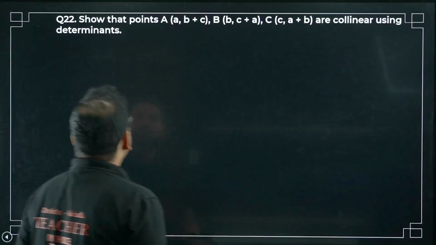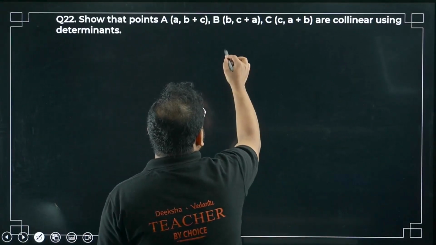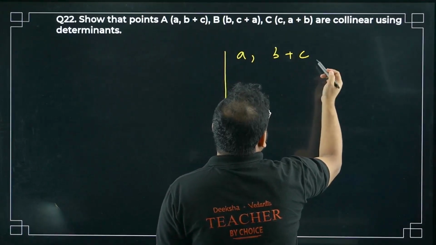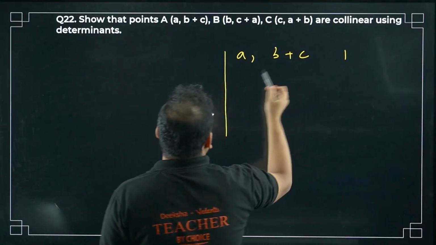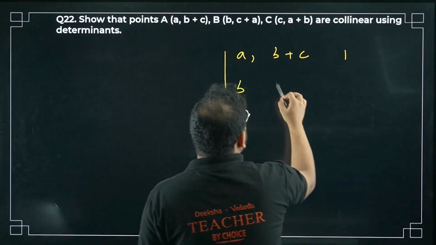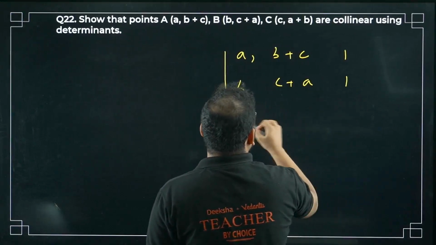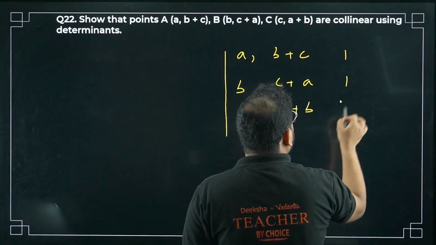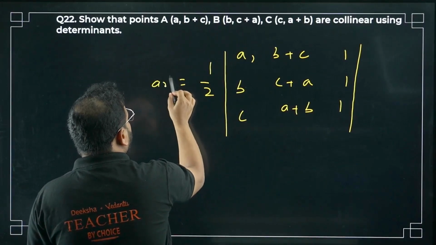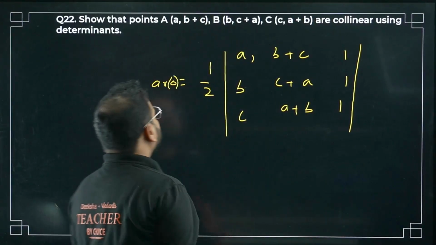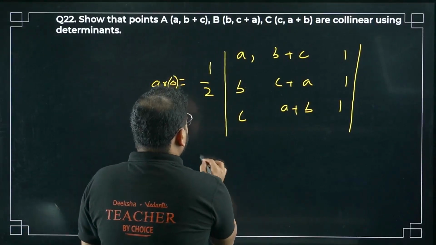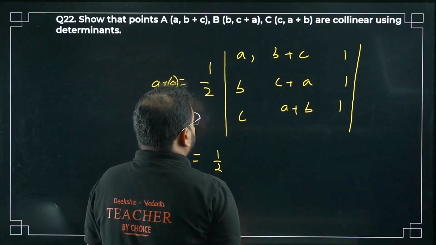Okay, let's take it like this: A, B plus C, 1. It's a matrix anyway. The third column is 1. Then we take B, C plus A, 1, and C, A plus B, 1, and let's find this area. Of course you'll have 1 by 2 here for the area of any triangle with vertices ABC, so we can write area of triangle ABC. So right here 1 by 2 is there.